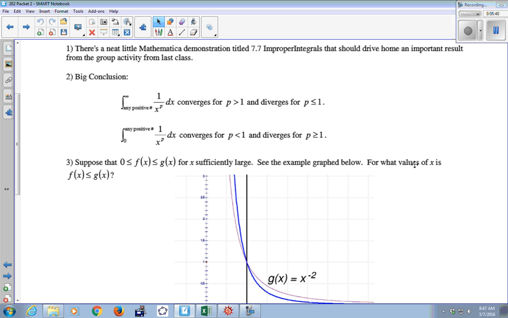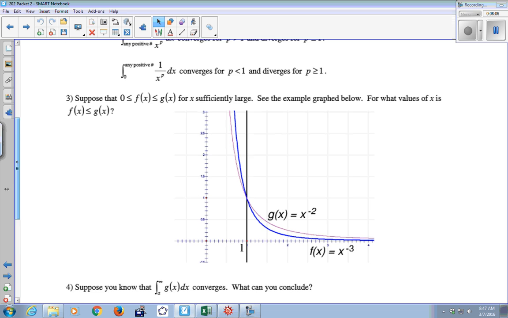All right, so last class, the only way that we could tell if an integral converged or diverged was to actually do out the whole integral and see if you get a number or if you get infinity. So today, we're going to be able to use what's called the comparison test to tell if an integral converges or diverges without having to do all the work of evaluating the integral.